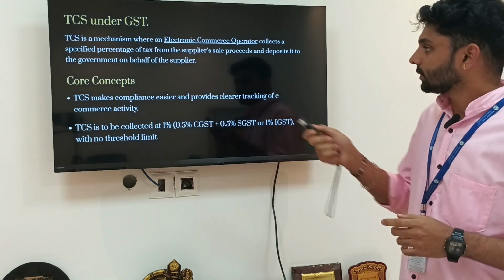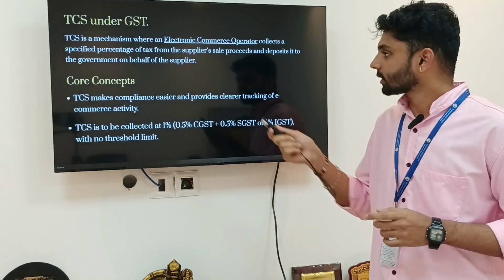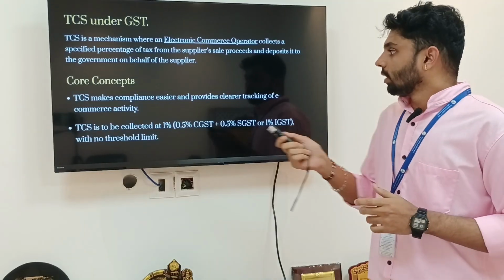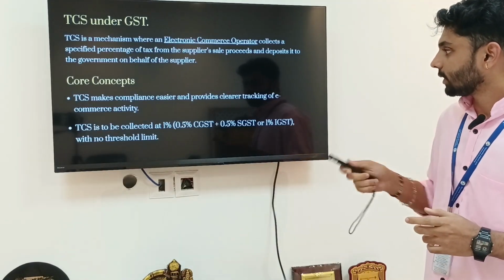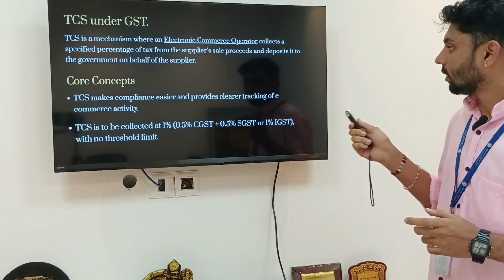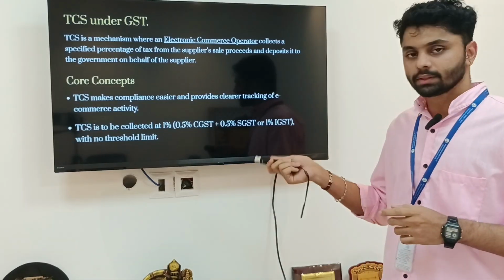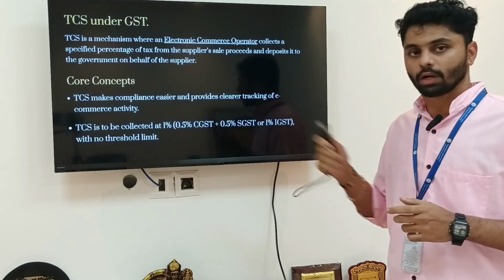The next core concept is that it makes compliance easier and provides clear tracking of e-commerce activities. Next, TCS is collected at 1%, that is 0.5% CGST and 0.5% SGST, with no threshold limit. And these rates can change based on the platform.